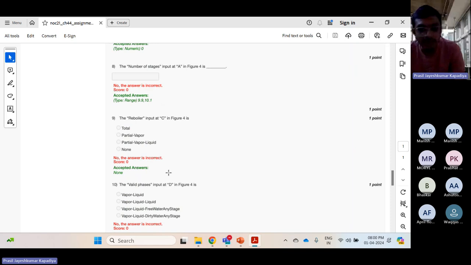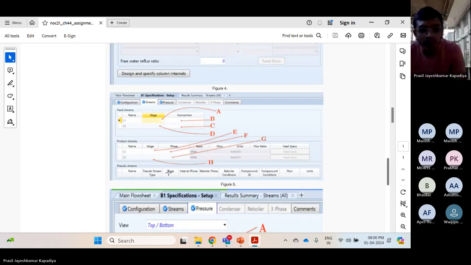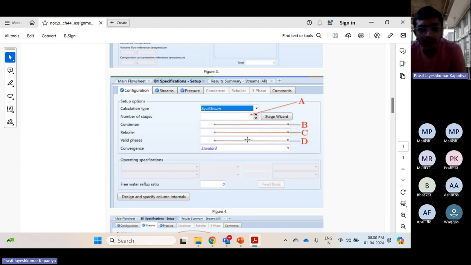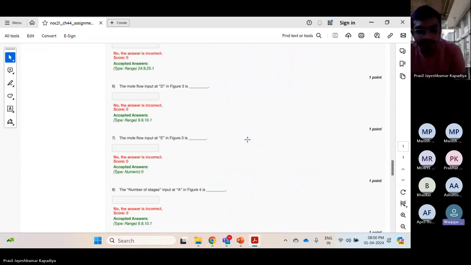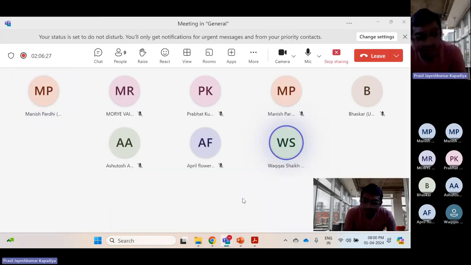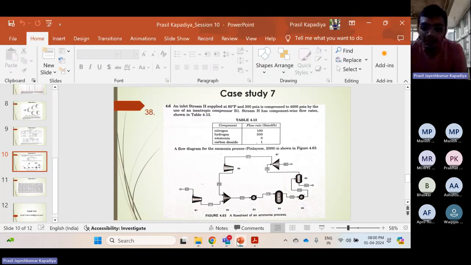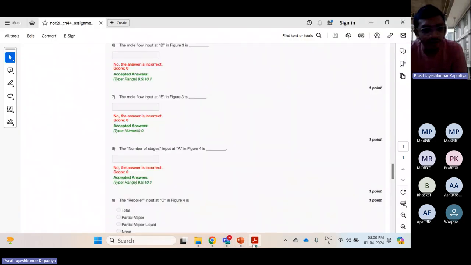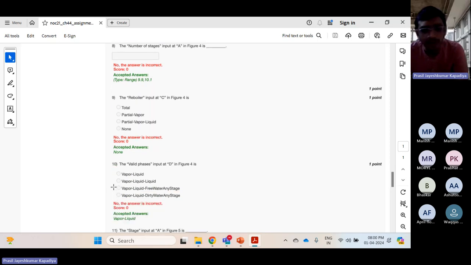Then question number 10, the valid phases input at D in figure 4. Let's first go to figure 4. So what should be the valid phases? Vapor liquid. Why vapor liquid? Because it's an absorption column. We are absorbing something from gas using liquid, so we need vapor and liquid. Yes, it is vapor liquid.